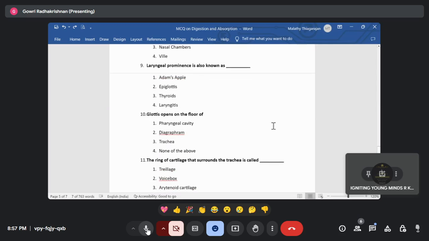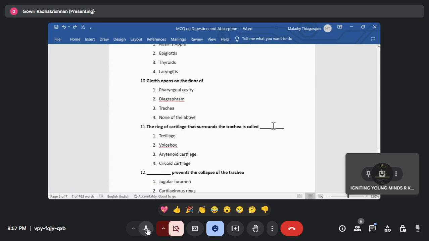Okay. Then the 10th one, glottis opens on the floor of? We just now saw a question about the epiglottis. Same thing, isn't it? Glottis opens on the floor of the pharyngeal cavity. Pharynx. Pharyngeal cavity.